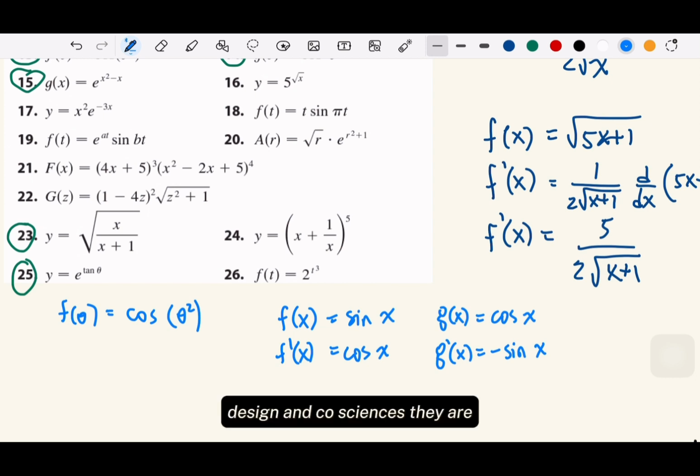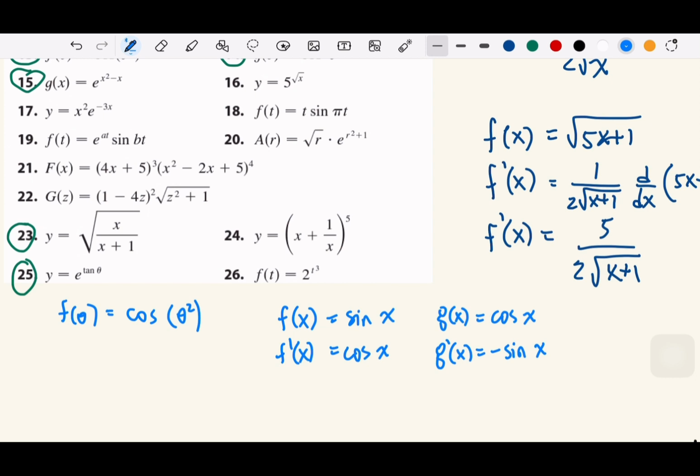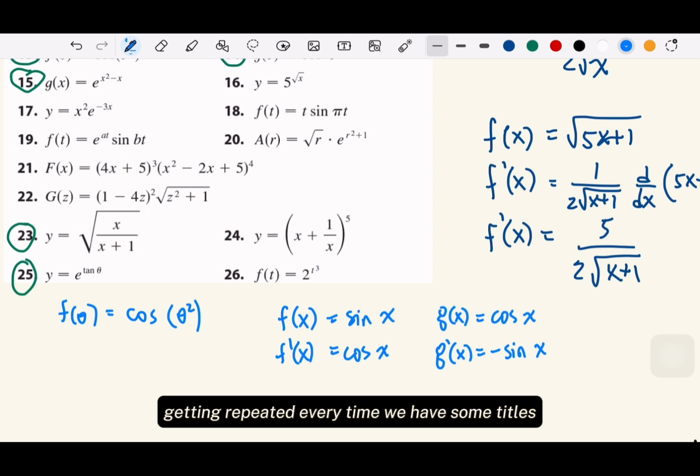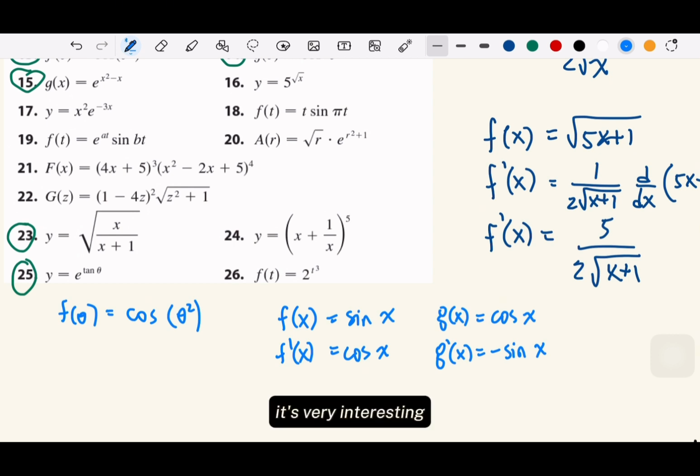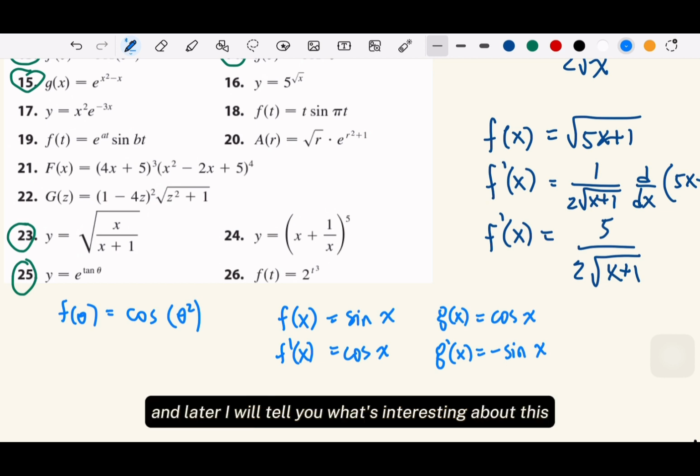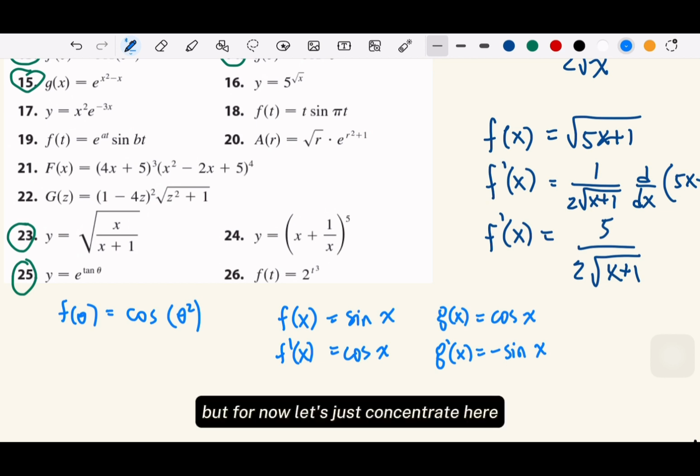Since sine and cosine keep repeating in cycles, it's very interesting, and later I will tell you what's interesting about the cycles. But for now, let's just concentrate here. So we have cosine x. The first derivative is negative sine. So negative sine is our derivative of cosine.